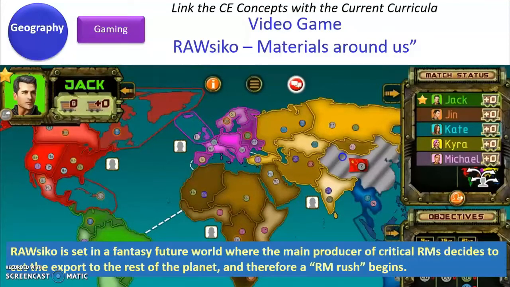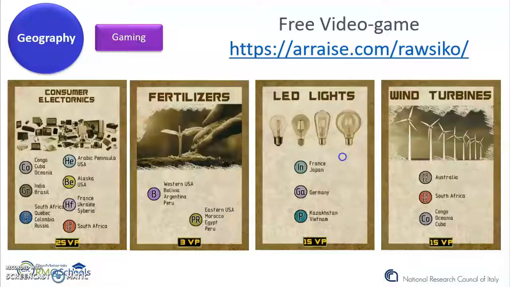Rosico is set in a fantasy future world where China, that is the main producer of critical raw materials, decides to cut the export to the rest of the planet, and therefore a raw material rush begins. To win, the players have to fulfill a list of critical raw materials that are key components of different devices that they have to build. So the video game teaches where raw materials come from and which devices they are used in. The video game is available for free at this website.